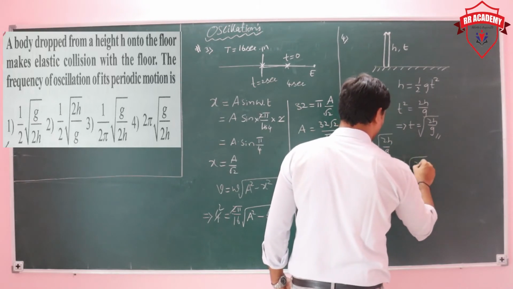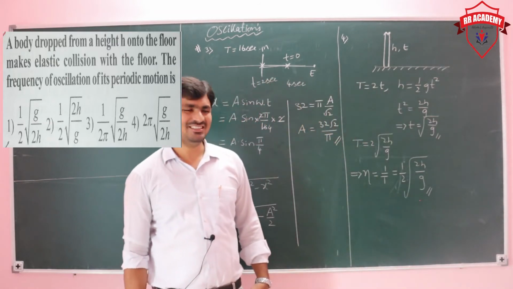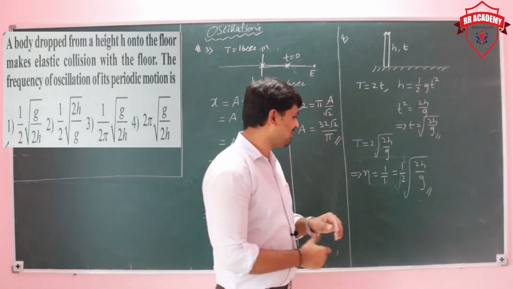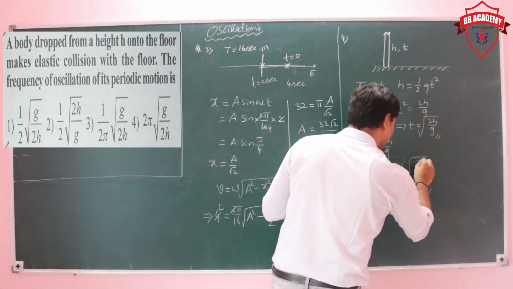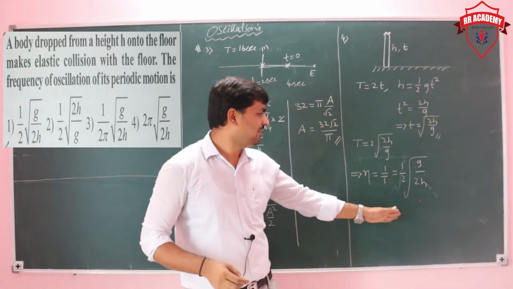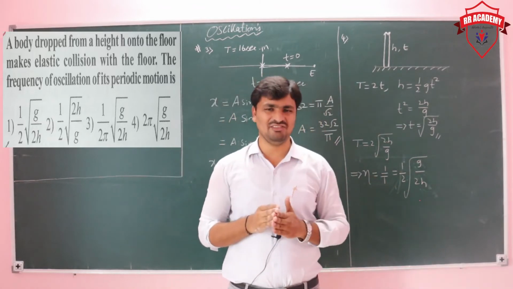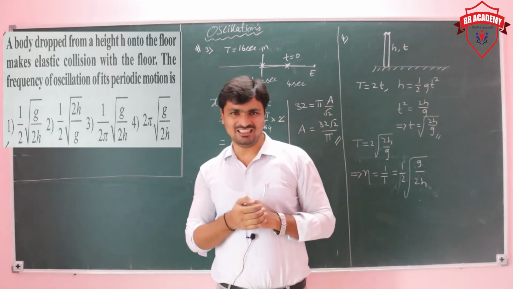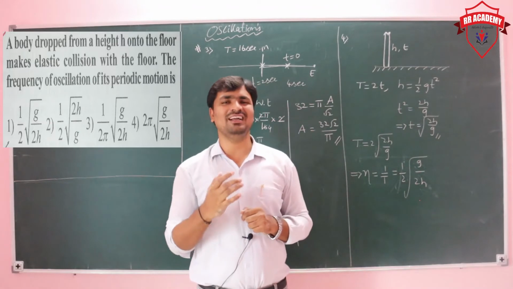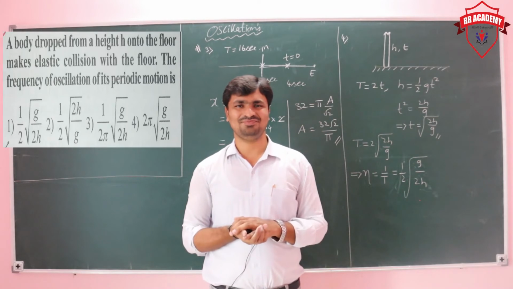1 by 2 into under root 2h upon g. This is the frequency of the oscillation. The frequency, sorry, 1 by 2 into g by 2h, sorry, it is going reverse now: 1 by 2 into under root g by 2h. So just observe how I am solving. Whenever we get a problem, first we need to understand the problem, identify the suitable formulas, and then do substitution and calculation.